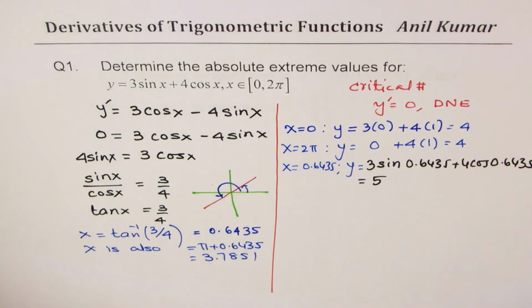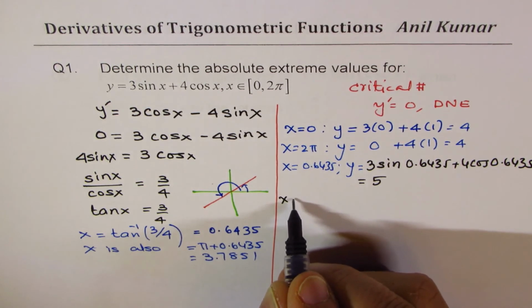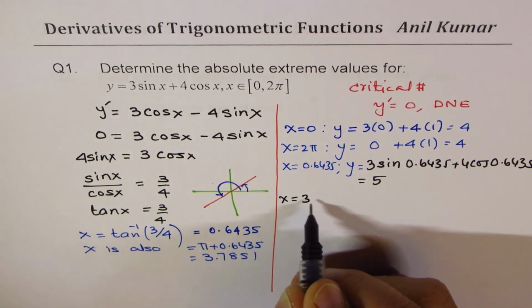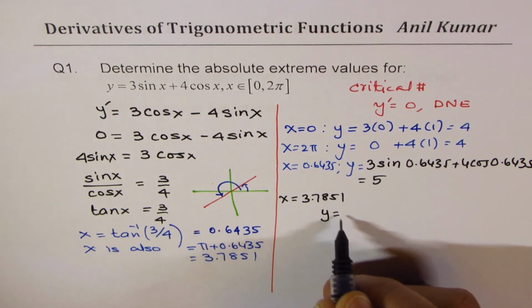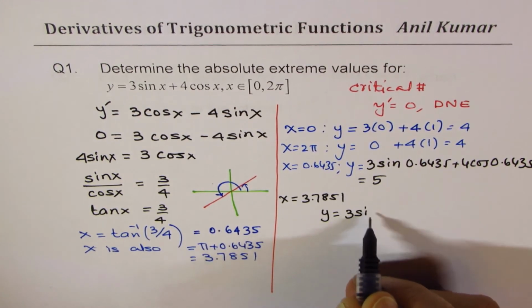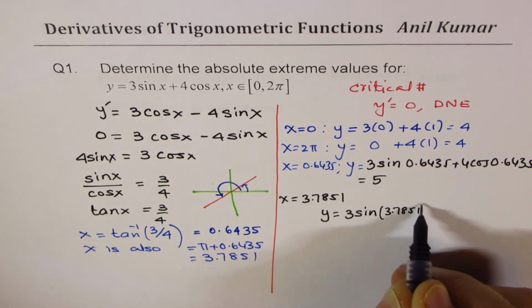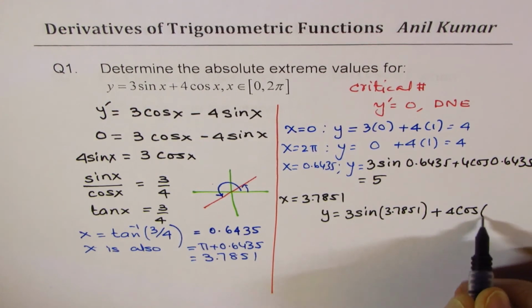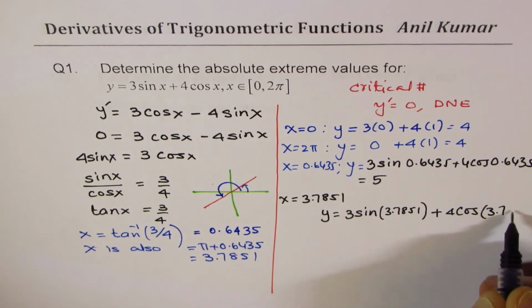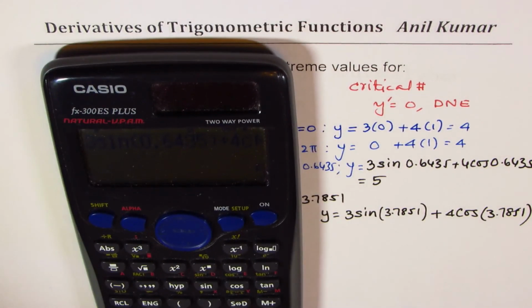So 5 is definitely much higher than those numbers. So we get probably our maximum. And the other value here is 3.7851. So for this, y is equal to 3 times sine of 3.7851 plus 4 times cos of 3.7851, correct?